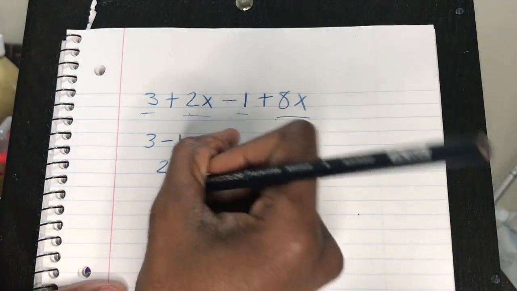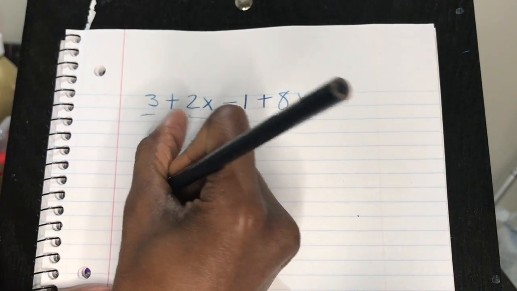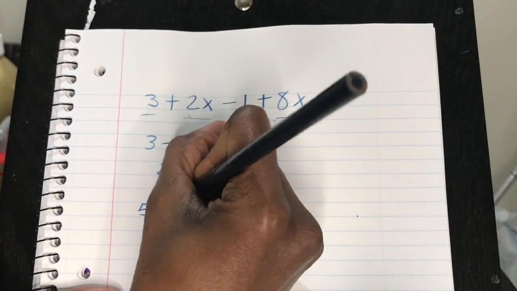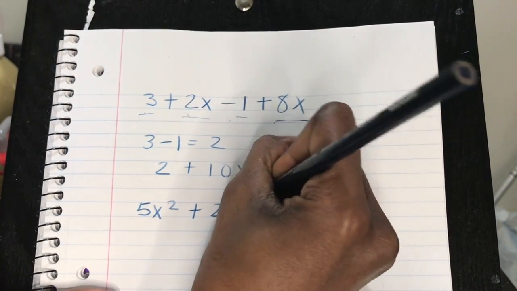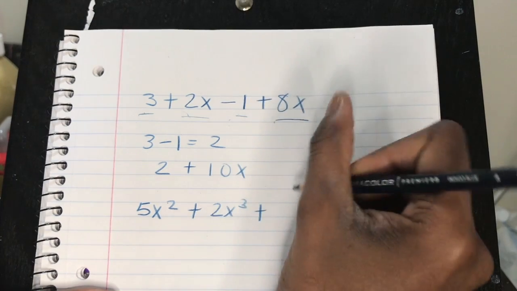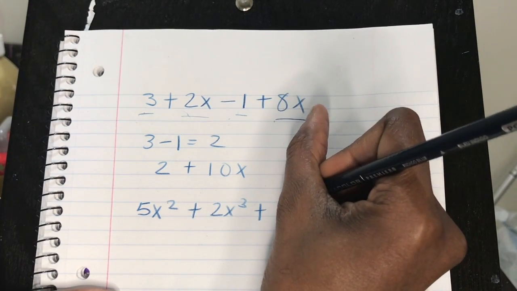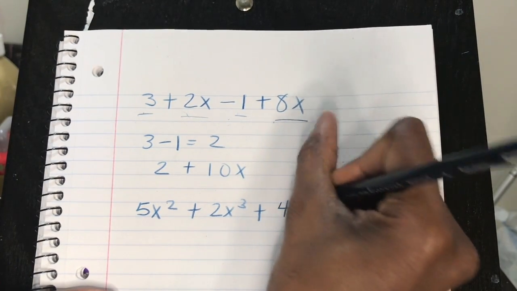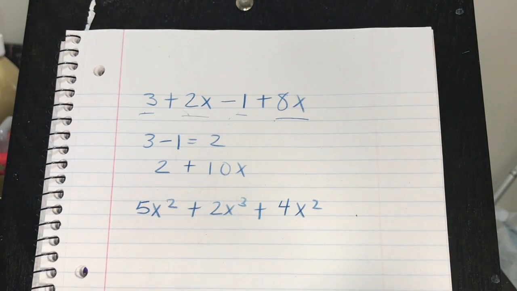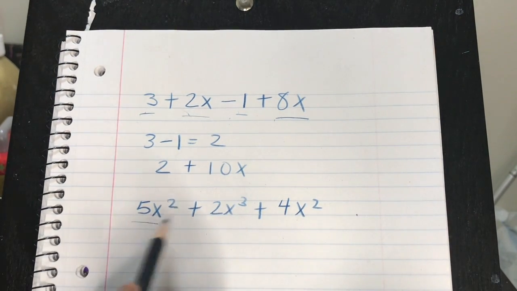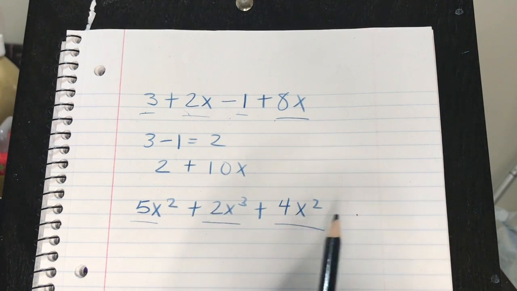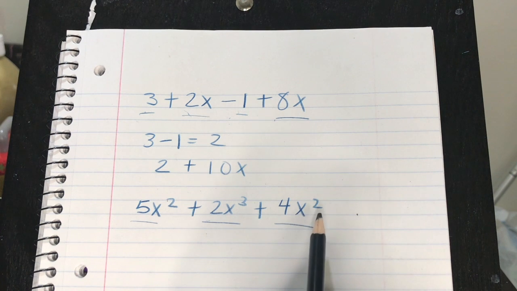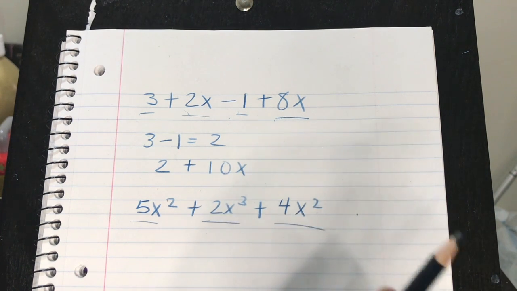Do one more just so I make sure that we get this. 5x squared plus 2x to the third power plus 4x squared. The terms are 5x squared, 2x to the third power, and 4x squared, or 4x to the second power. The 2 is second power.